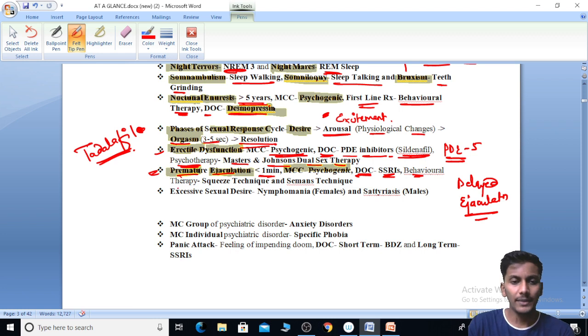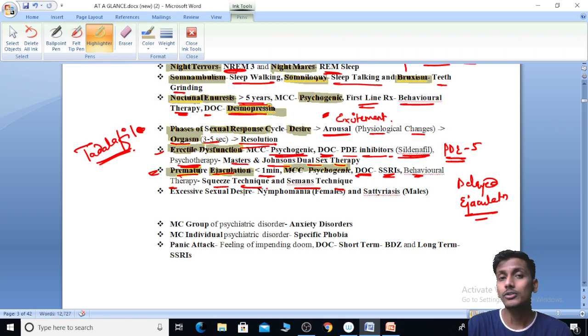Next, there are some behavioral therapies in premature ejaculation, the first of which is the squeeze technique. Whenever the person feels like he is going to ejaculate, he should just squeeze the glans penis. This is known as the squeeze technique. Next is the Semans technique, also known as the start and stop technique. When a person feels like he is about to ejaculate, he should stop the sexual intercourse, rest for some time, and then start again. Remember, the two behavioral therapies used in premature ejaculation are the squeeze technique and the Semans technique, and Masters and Johnson's dual sex therapy was used for erectile dysfunction.